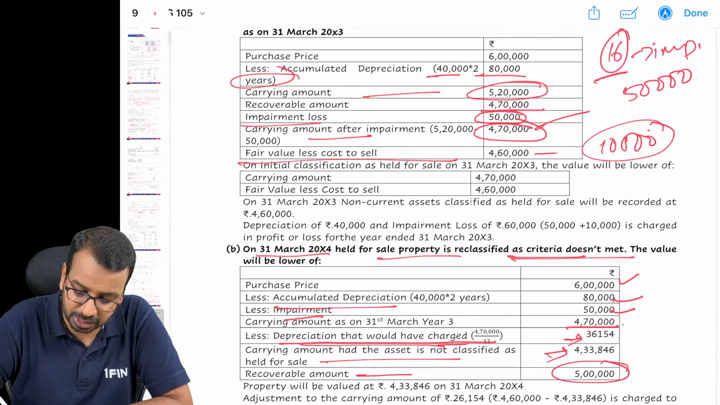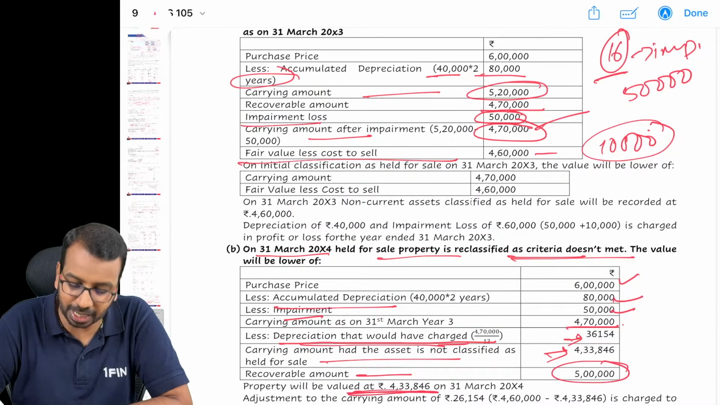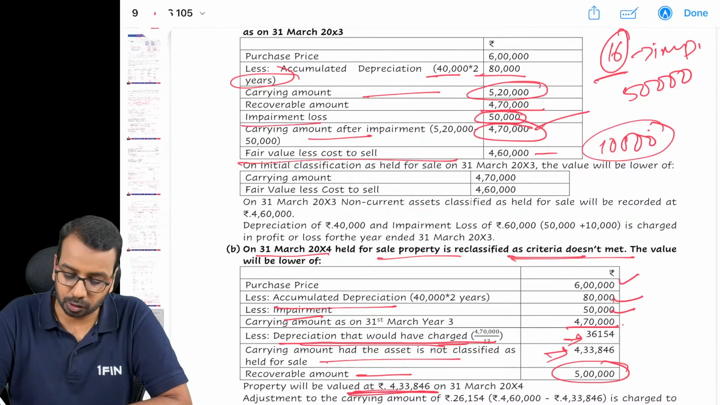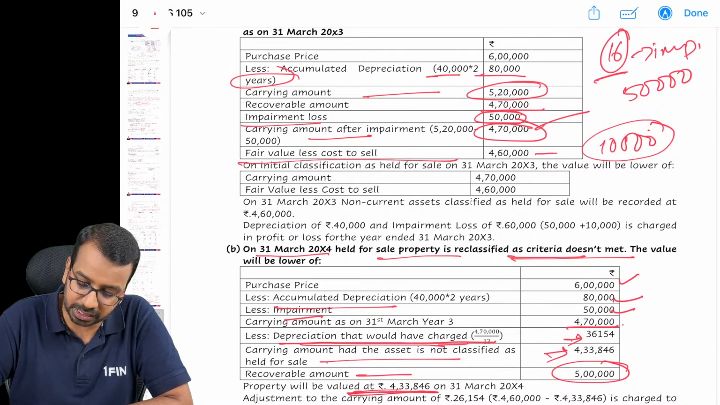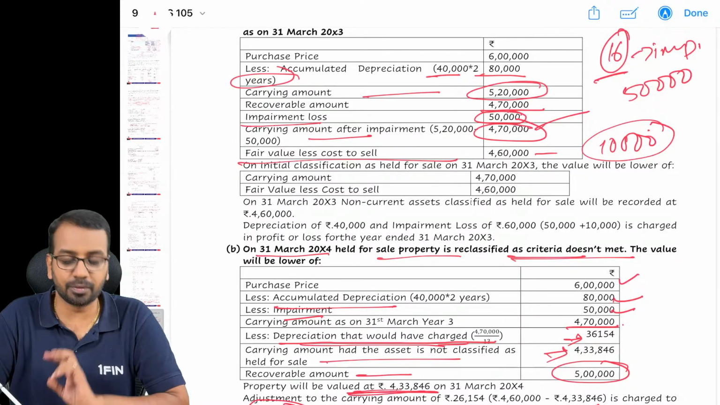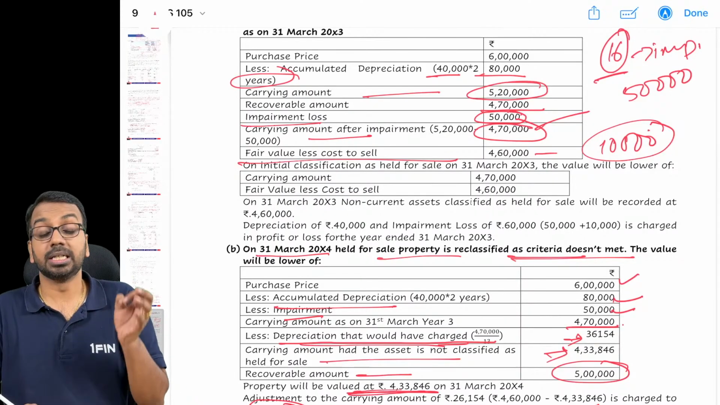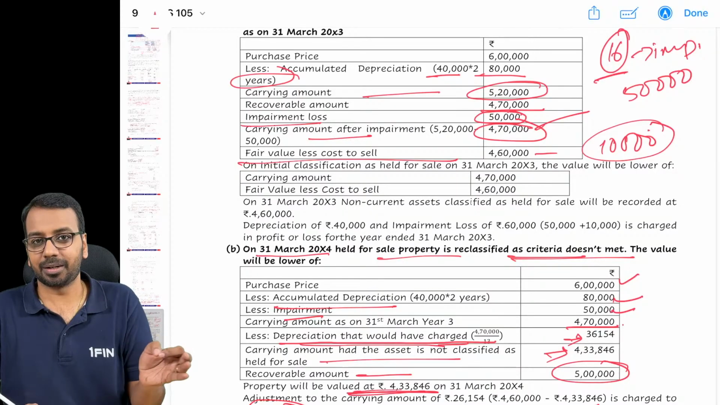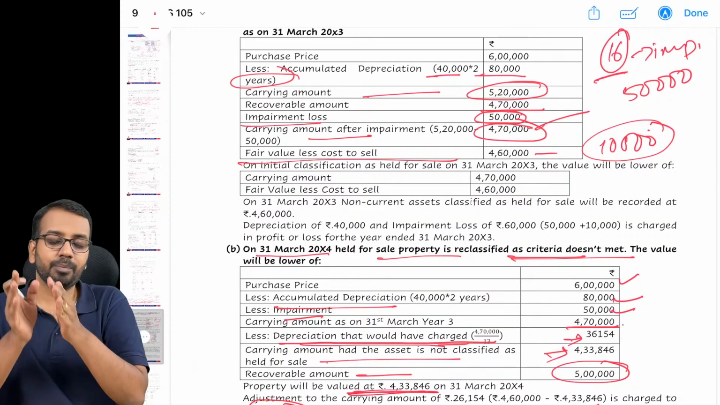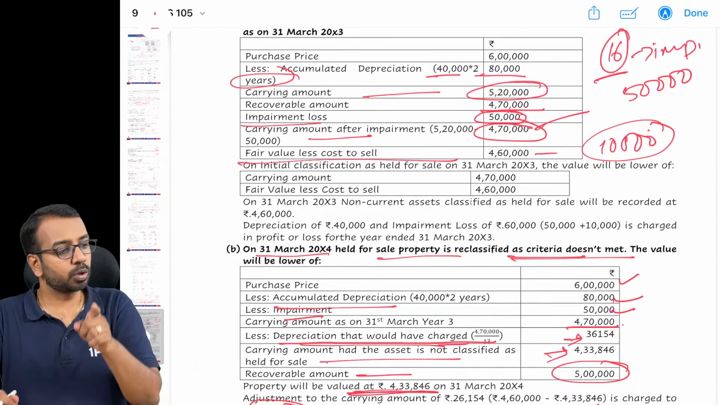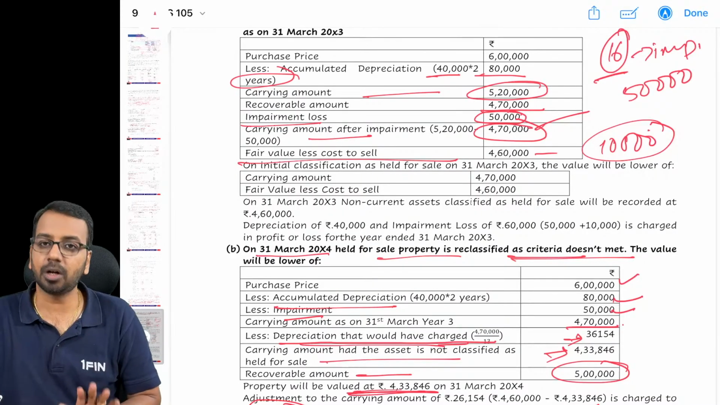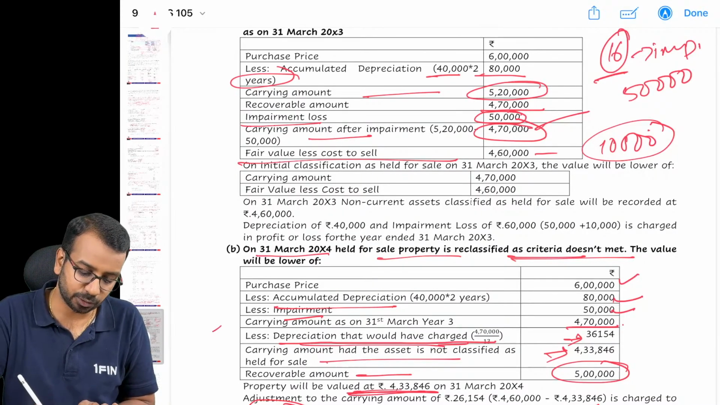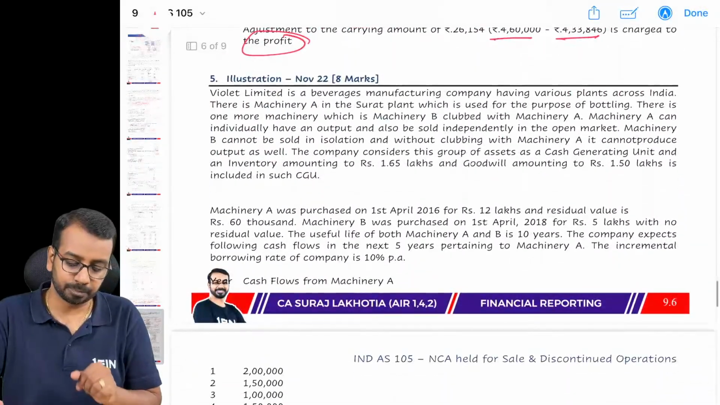Recoverable amount is 5 lakhs. So, at the most, we will value it at 4,33,000. So, from 460 to 433, to that extent, we will do the reversal. Please note, this is not reversal of impairment. This is only movement from classification as held for sale to classification as no longer held for sale. So, that is one adjustment you have to keep in mind.